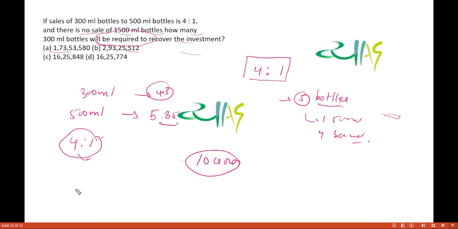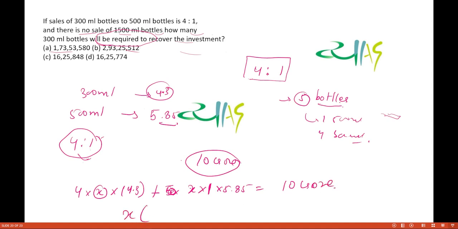So in this basically, see, 4 into x into 4.3 plus 5 into x into 5.85 will give you how much? 10 crore. So from here you will have to calculate your x, and that x will give you the number of bottles. 4 into x will give you the number of bottles.